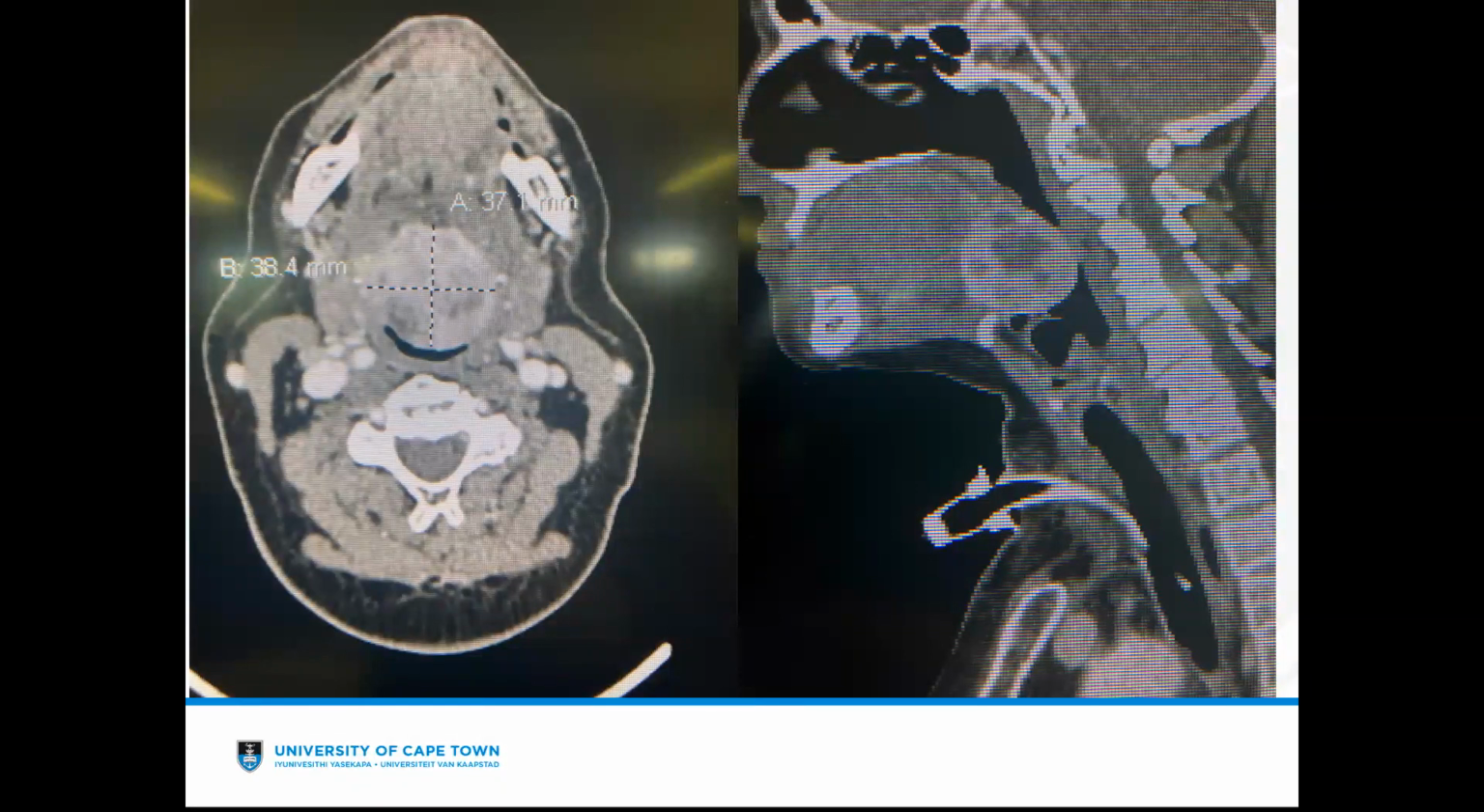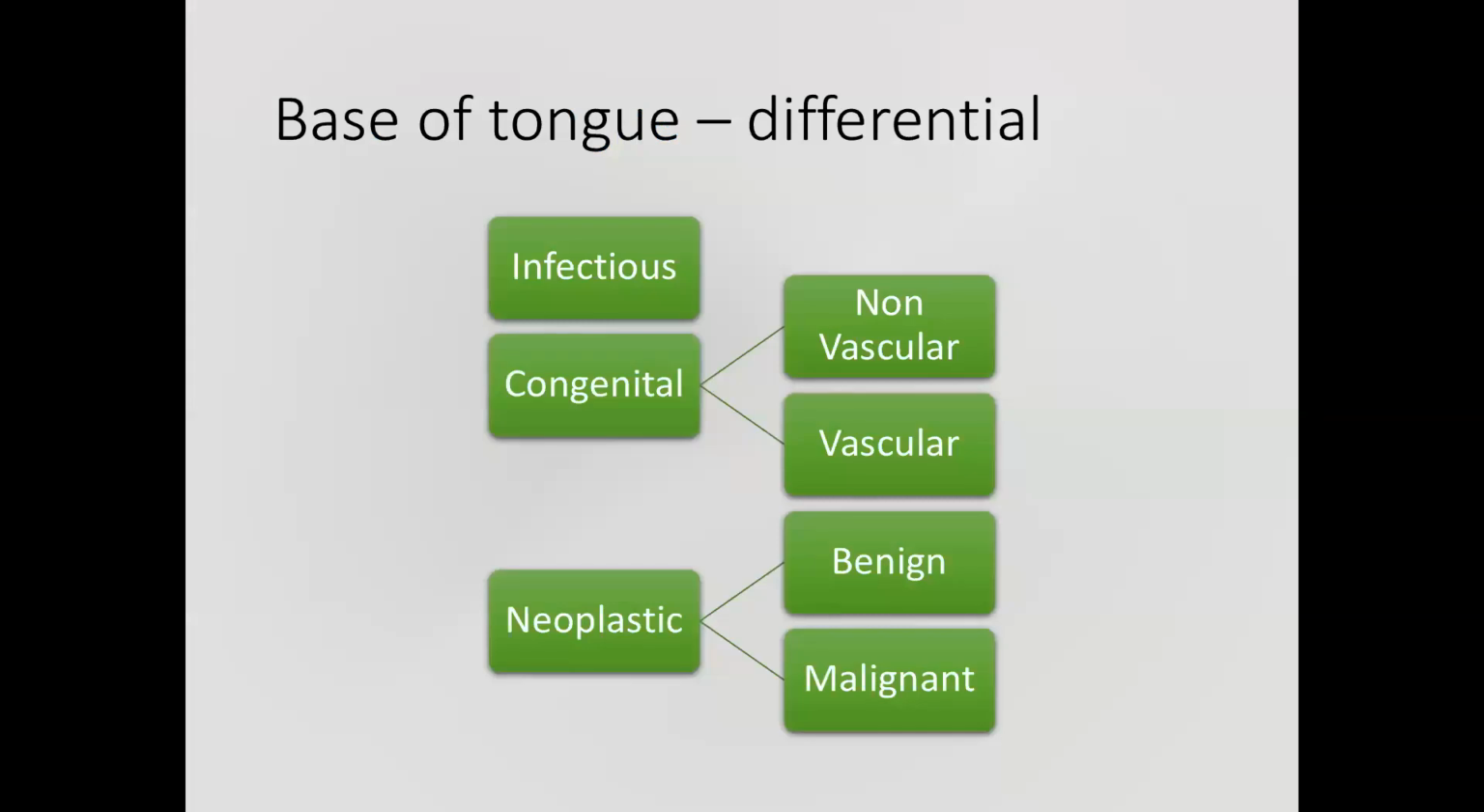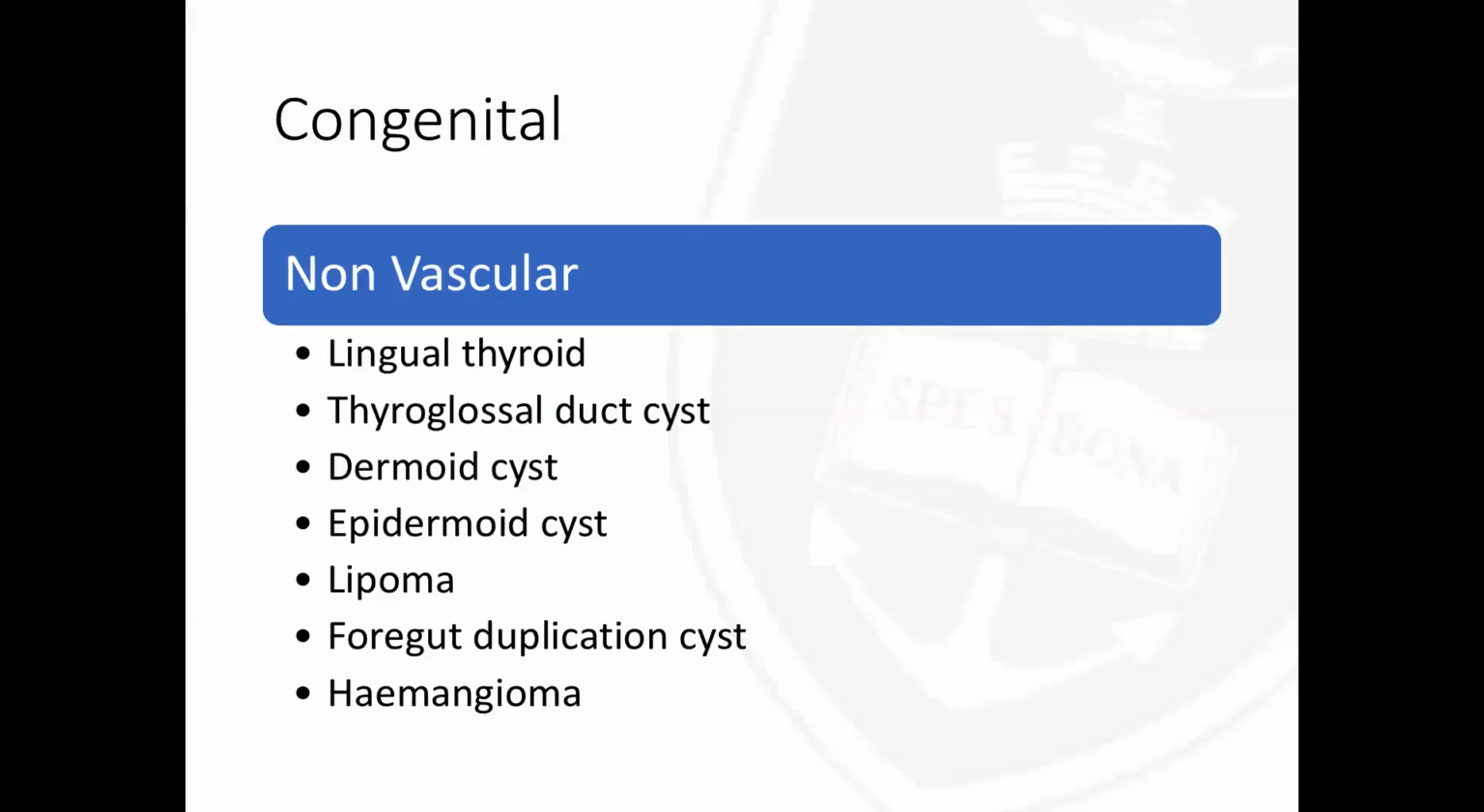Further investigations that were performed preoperatively included a CMP and thyroid function test, which were both normal, and the patient was euthyroid. And so we'd go into our differentials of a base of tongue mass, which could include infectious, congenital, or neoplastic lesions.